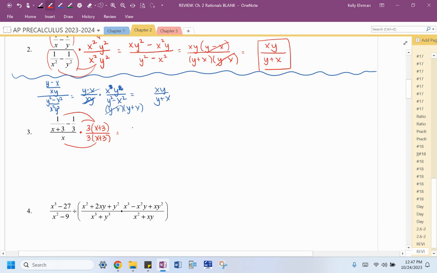So the x plus 3's will cancel out and you'll get 3. In the next term, the 3's will cancel out. You'll get minus parentheses x plus 3. Nothing cancels in the denominator, so just 3 times x plus 3. This becomes 3 minus x minus 3.